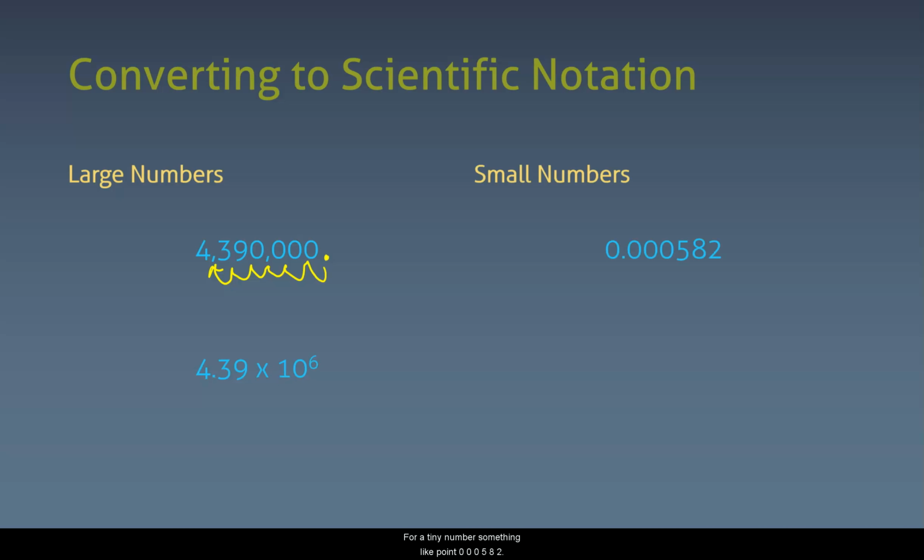For a tiny number, something like 0.000582, we're going to start again where our decimal is, only this time we're going to be moving our decimal to the right. And so we move it 1, 2, 3, 4 places until we have one digit to the left. And that number in scientific notation would be 5.82 times 10 to the negative 4th.